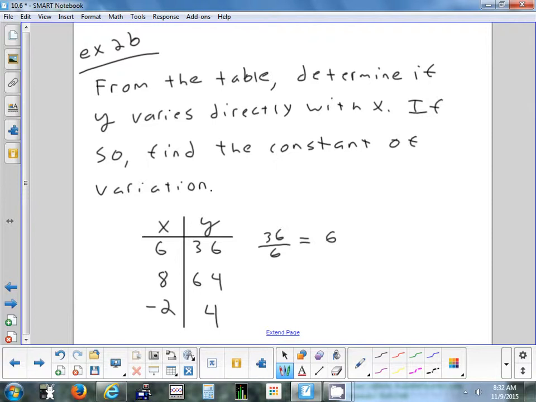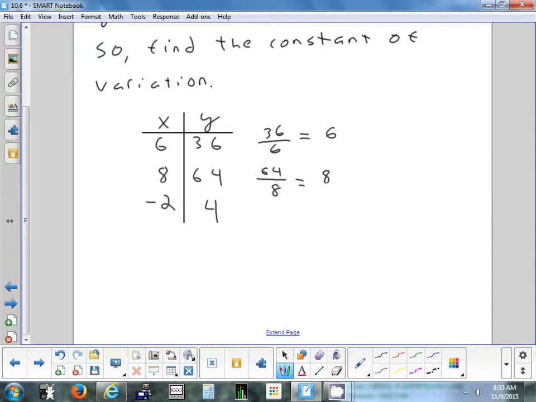Okay. My next row. Sam, what do I check here? All right, 64 divided by 8. Okay. What's 64 divided by 8? Michaela? 8. Do I need to keep going? No. Because I got a different number. What does that mean about this table? That is not a direct variation. This is not direct variation.